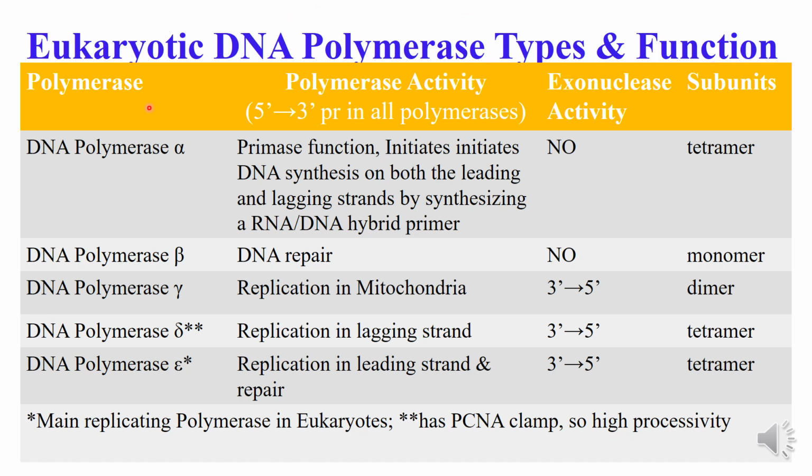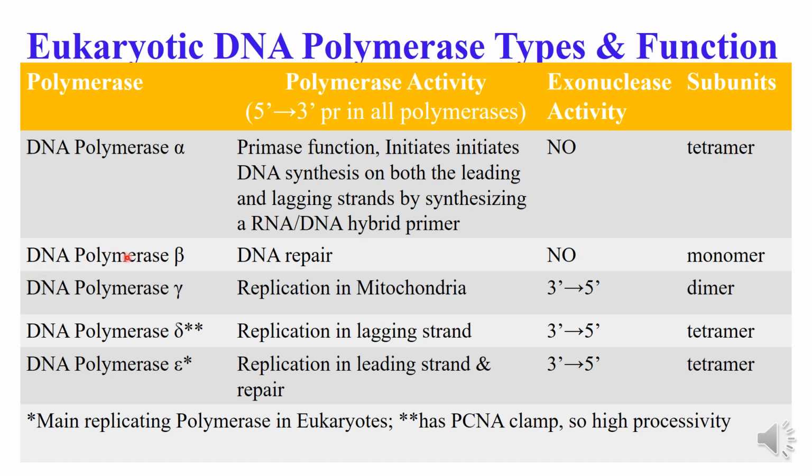The DNA polymerases in eukaryotes have various types, but here we will discuss only the 5 important types. So, the DNA polymerase alpha has a primase function. It initiates DNA synthesis on both leading strand and lagging strand by synthesizing a RNA-DNA hybrid primer. It does not have any exonuclease activity, and has 4 tetrameric subunits.